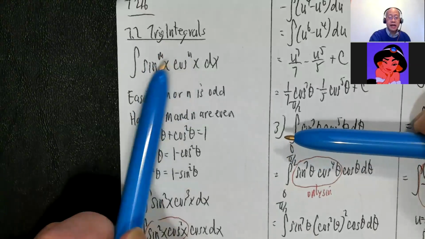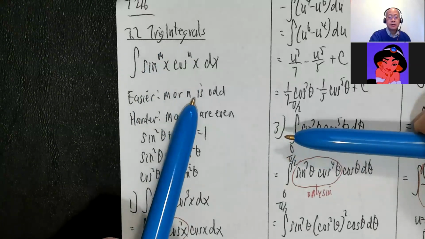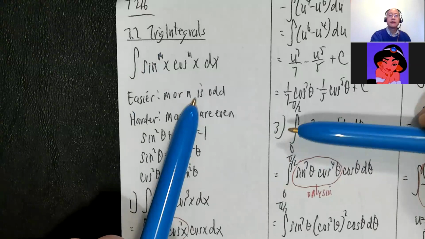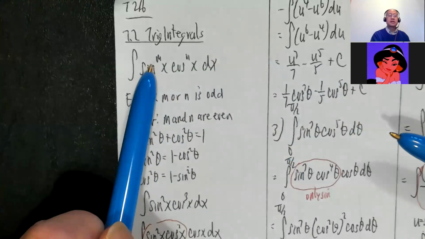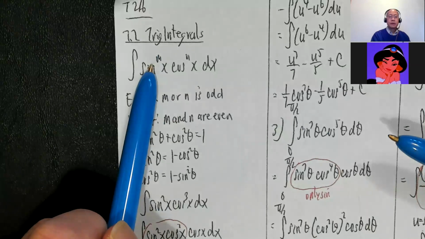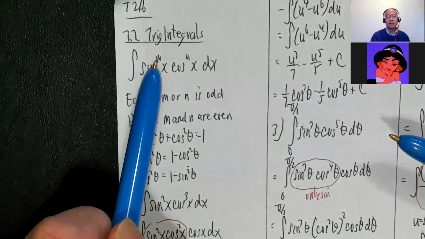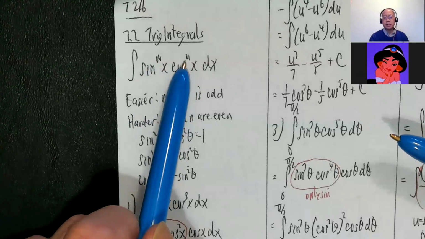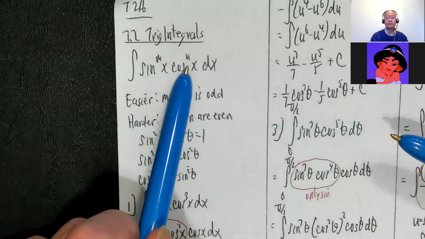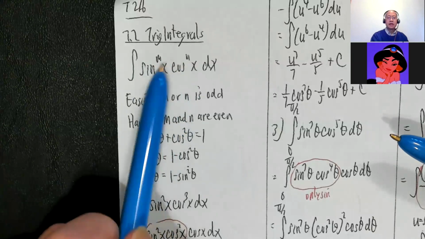If you have one of these exponents odd, that's nice. That's what you want. So just a single sine, that means m is 1 and cosine to the third or fourth or fifth, it doesn't matter. That's going to be okay. I can do that. At least one of these is odd.